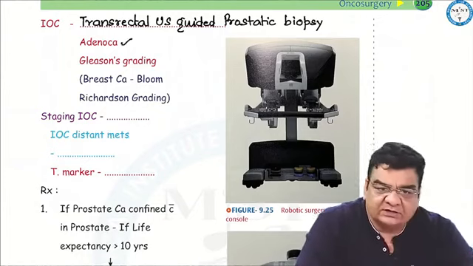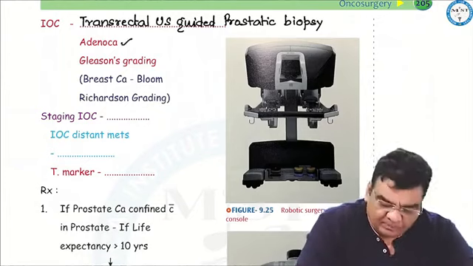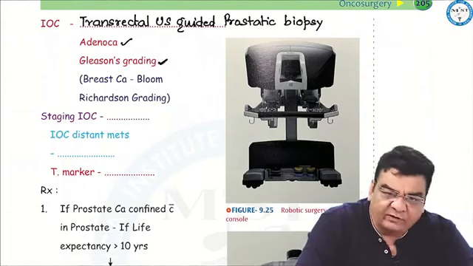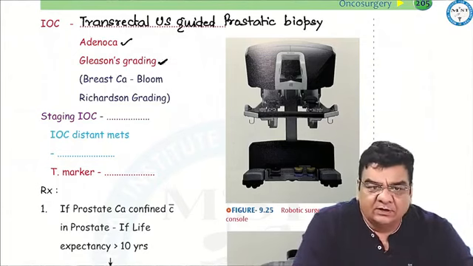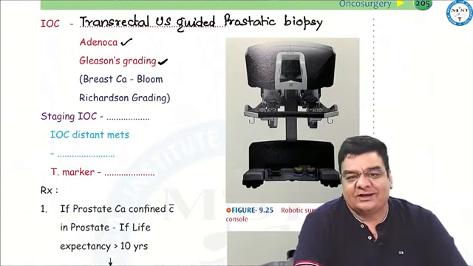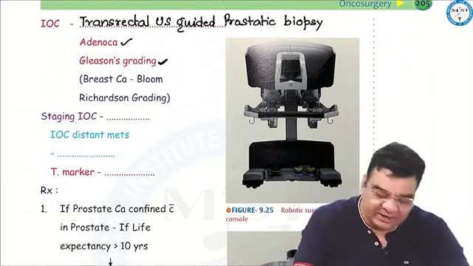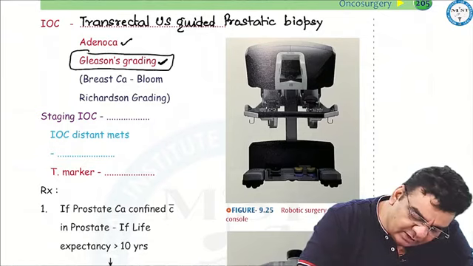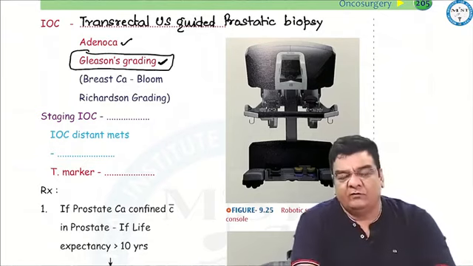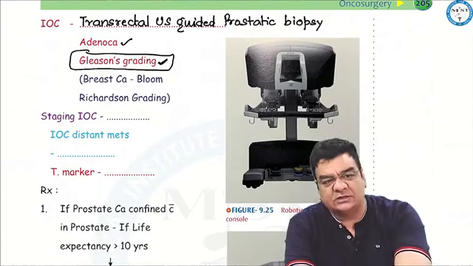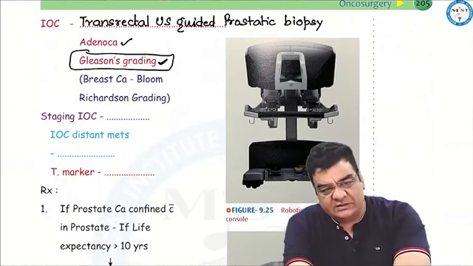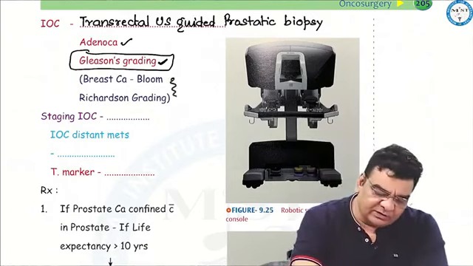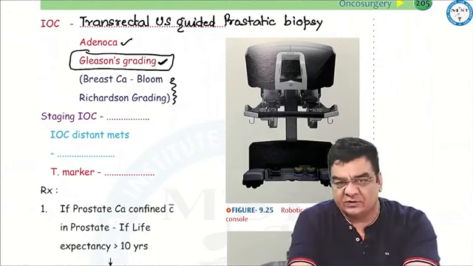And we can come to know that yes, this would be an adenocarcinoma. We can do a pathological grading for prostate cancer, and pathological grading for prostate cancer is called Gleason's grading. This was the question on 4th of June 2022. What is the grading for prostate cancer? Gleason's grading. In breast cancer, we do a Bloom-Richardson grading.